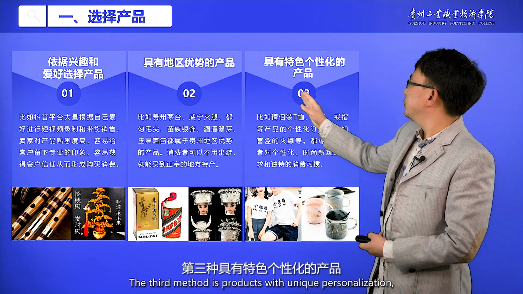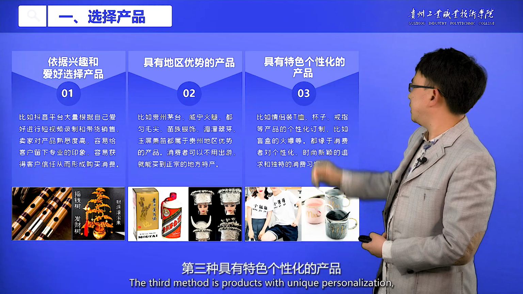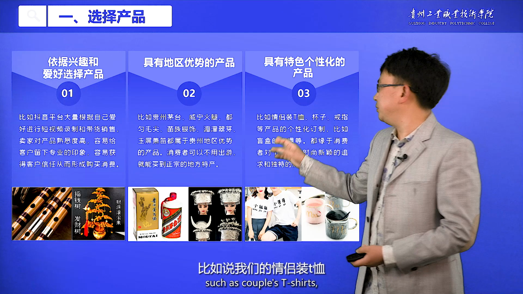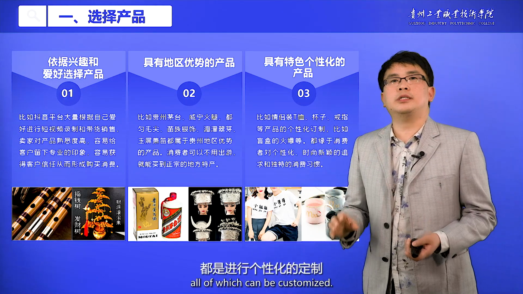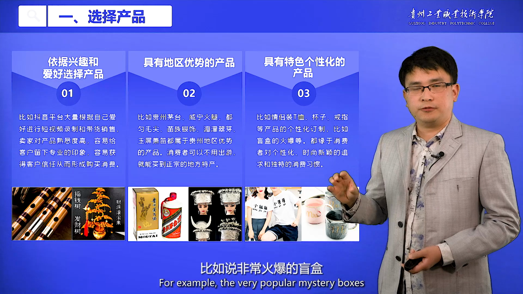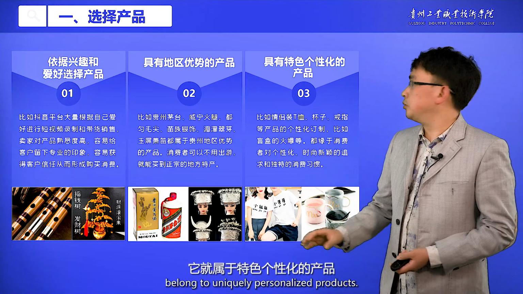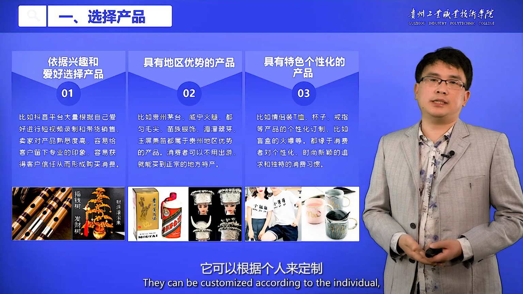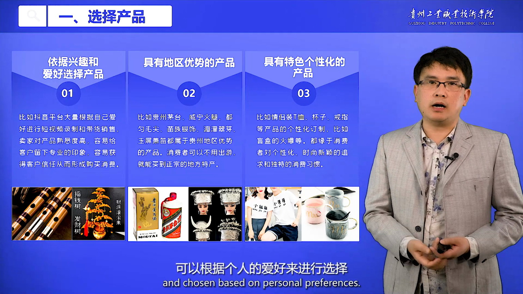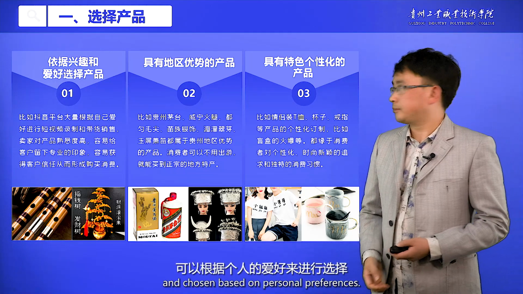The third method is products with unique personalization, such as couples t-shirts, mugs, rings, etc., all of which can be customized. For example, the very popular mystery boxes belong to uniquely personalized products. They can be customized according to the individual and chosen based on personal preferences.